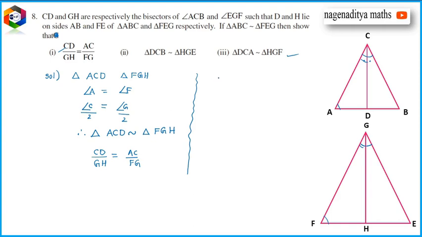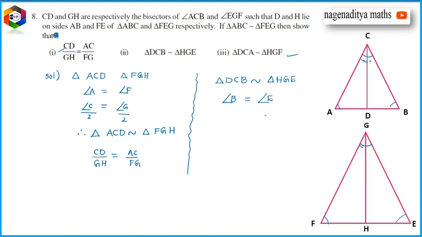The second one is, we have to prove triangle DCB is similar to triangle HGE. So we have to prove this. So you just observe triangle DCB here. In this triangle, angle B is equal to angle E. Why? Because triangle ABC is similar to triangle FEG. That is why the corresponding angles must be equal. So in this triangle, angle B is equal to angle E.